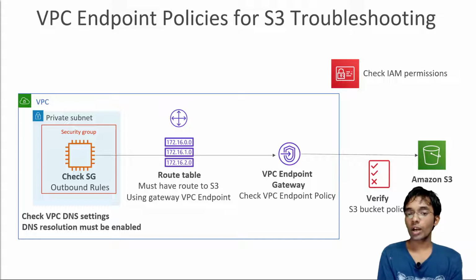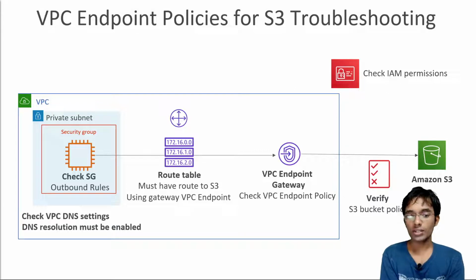But just before I do so, if you want to do it as an exercise yourself, try to see all the possible things that can go wrong when trying to connect from an EC2 instance in a private subnet to an Amazon S3 bucket privately. Okay, so let's get started.